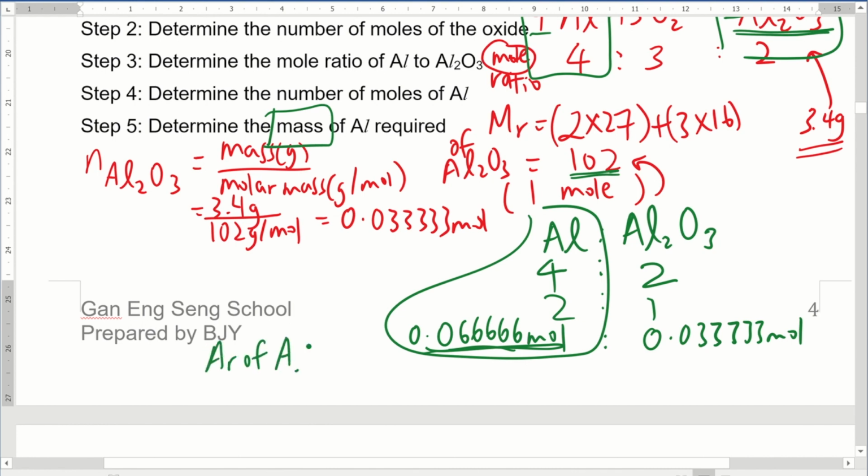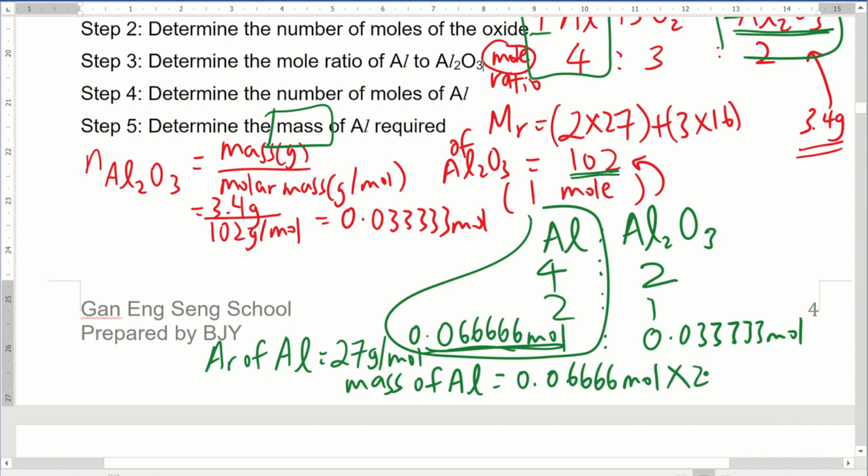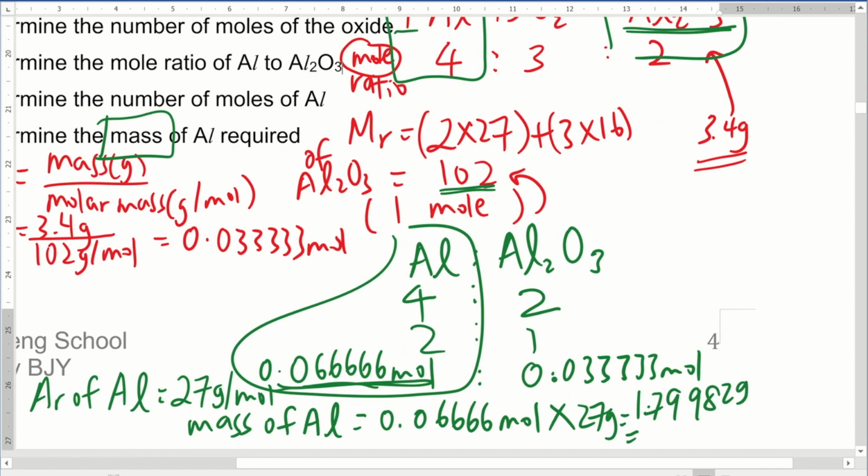So the Ar of aluminium, 1 mole of aluminium is 27 gram. So now I'm interested in the mass for 0.066666 mole. So the mass of aluminium will be 0.06666 mole times 27 gram, and then I will get 1.79982 gram. I round it up to 3SF, I'll get 1.80 gram. So this is my final answer with the unit.